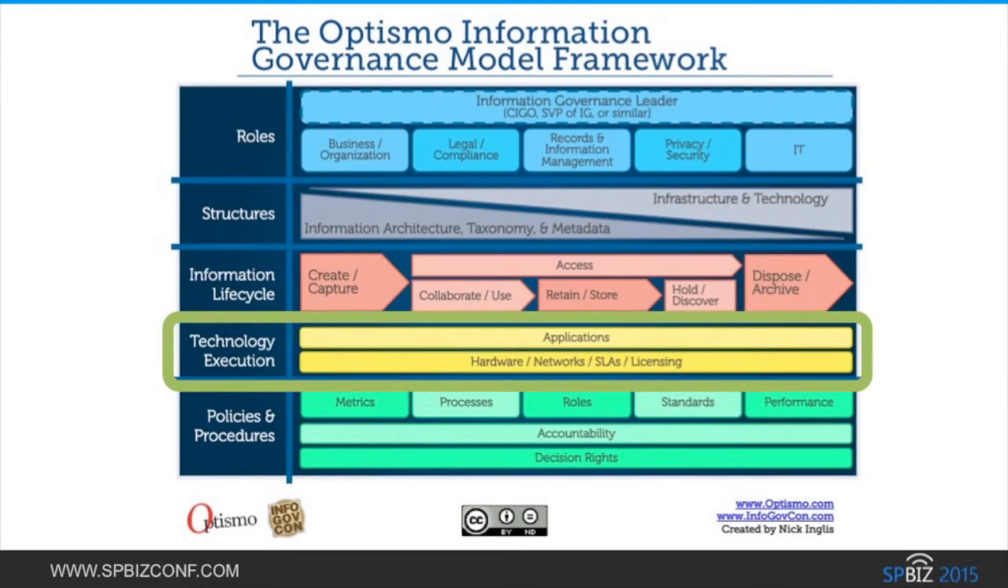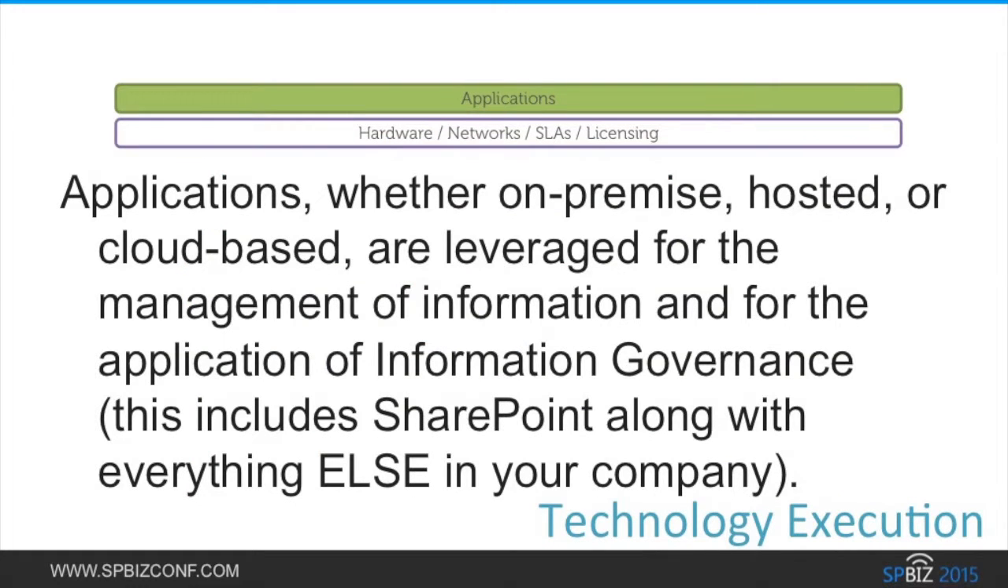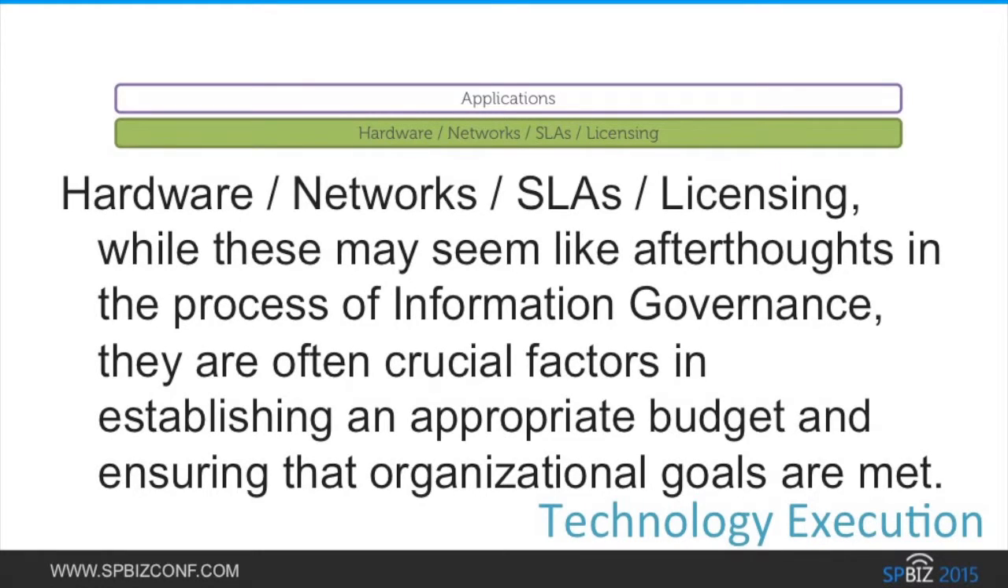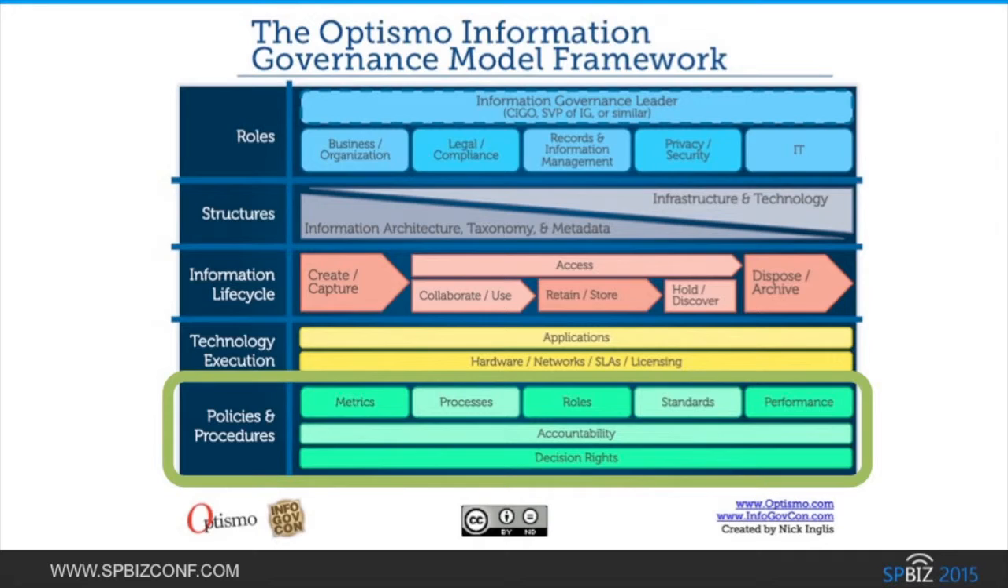After the information lifecycle, it's necessary to understand how technology will be executed to support information governance, including applications, wherever they may reside, and how they apply information governance. Then there's the hardware, networks, SLAs, licensing, etc., which are not to be treated like afterthoughts. And finally, it's what most people think of when they're discussing information governance, the policies and procedures.